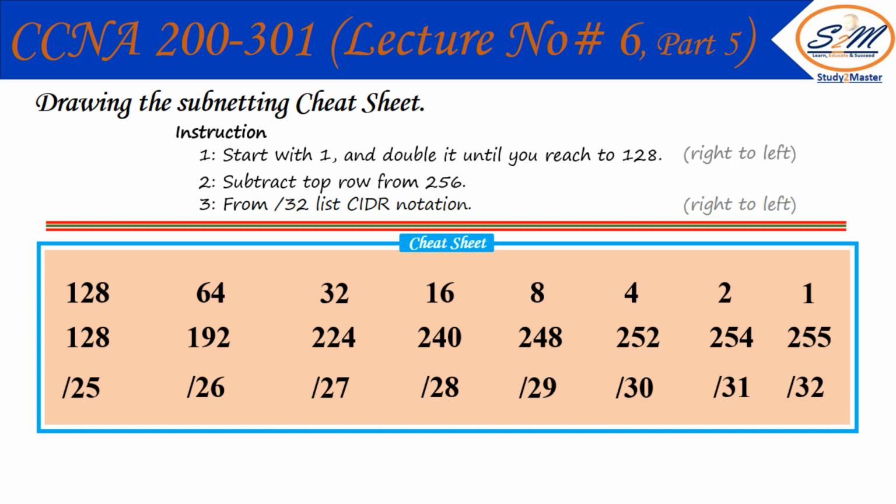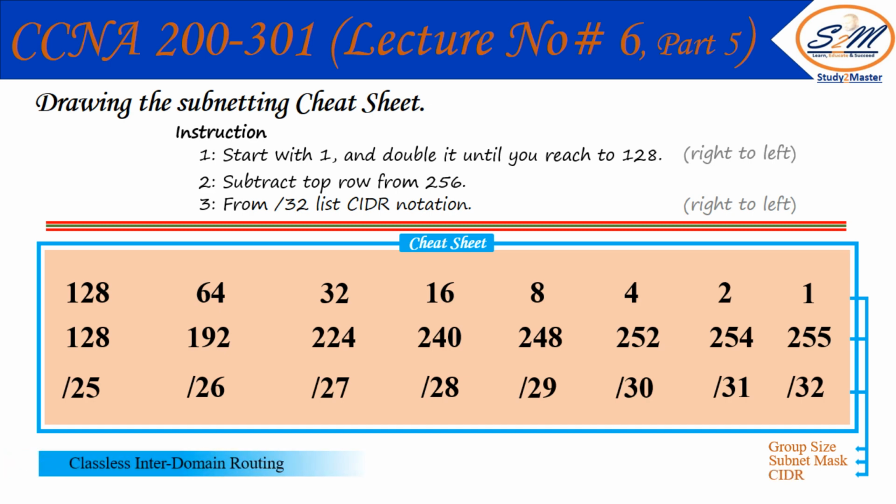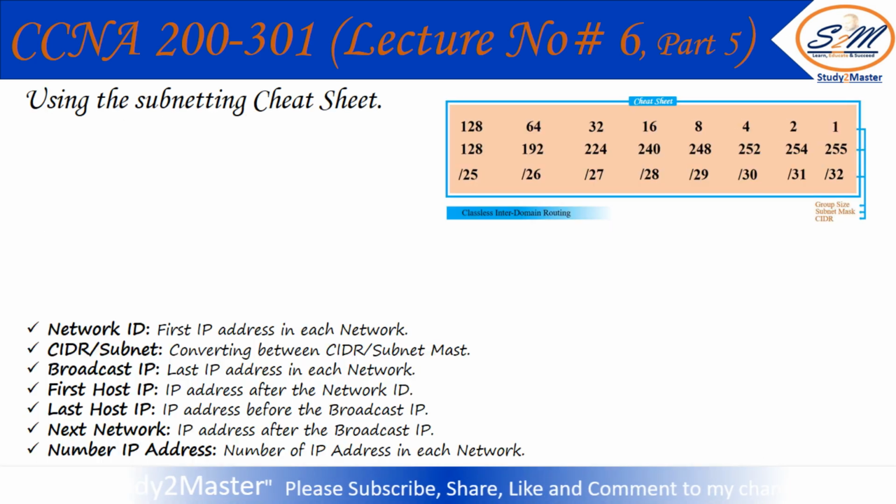/32, /31, /30, /29, /28, /27, /26, and /25. In this cheat sheet, we focus on 3 rows. The first row is the group size, the second row is the subnet mask, and the third row is the CIDR. Now let's jump in. I have given an IP address.